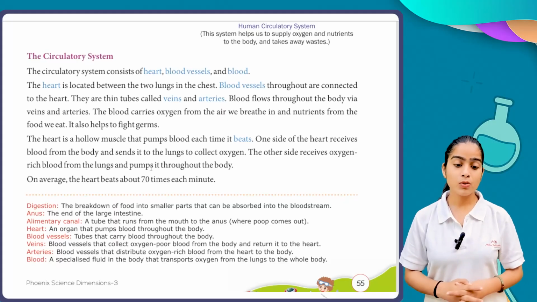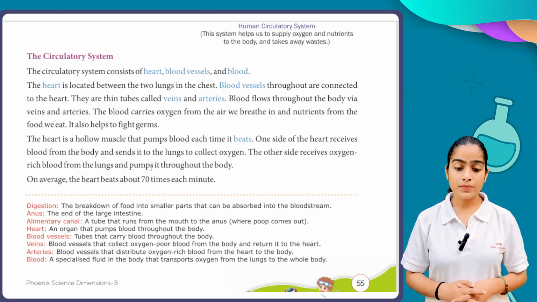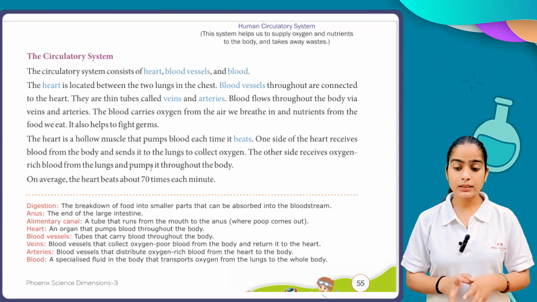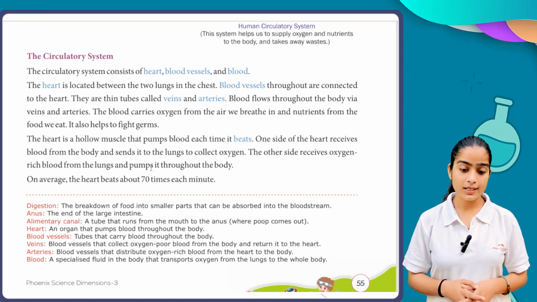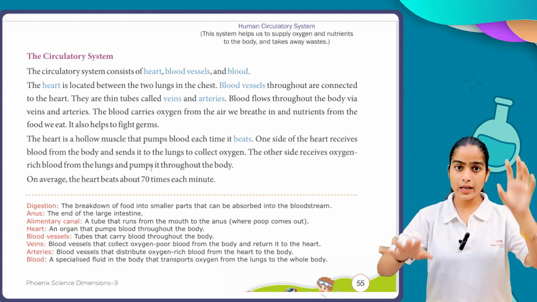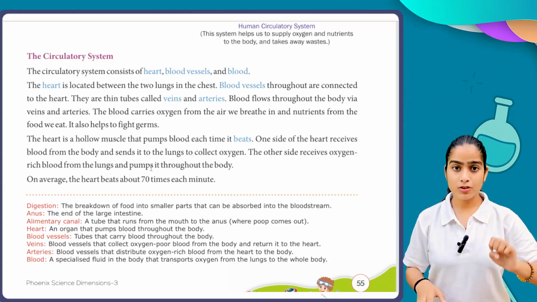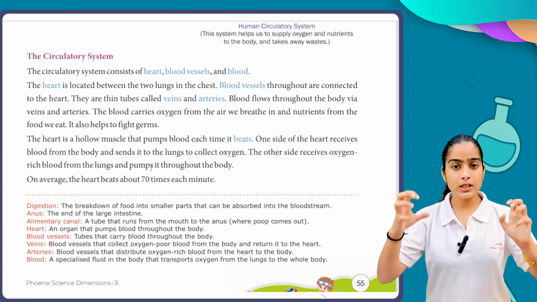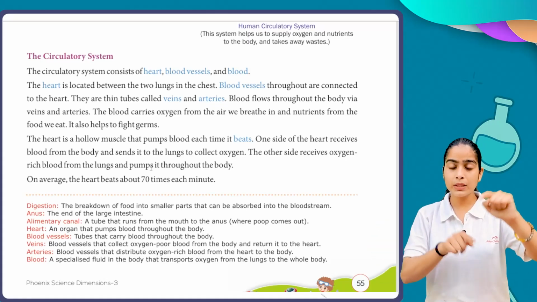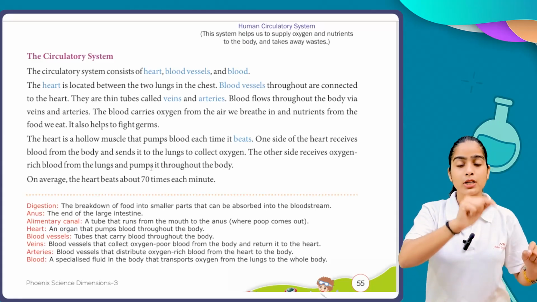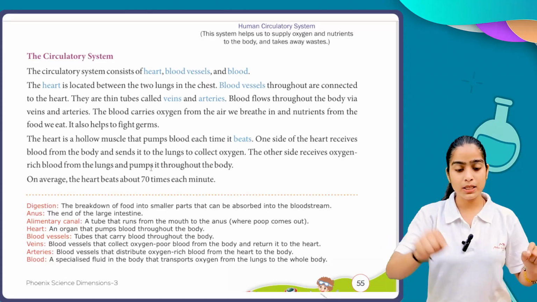The heart is a hollow muscle that pumps blood each time it beats. One side of the heart receives blood from the body and sends it to the lungs to collect oxygen, and the other side receives oxygen-rich blood from the lungs and pumps it through the body. So what happens in our heart? There are two sides. In one part we collect the oxygenated blood, and in the second part we collect the deoxygenated blood, and then this cycle begins and repeats again and again.